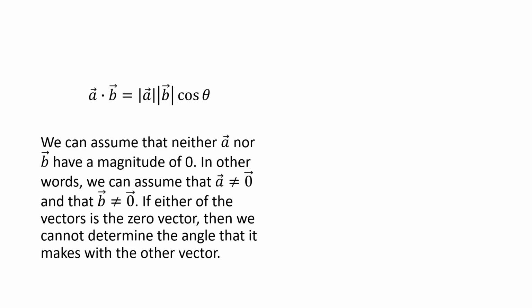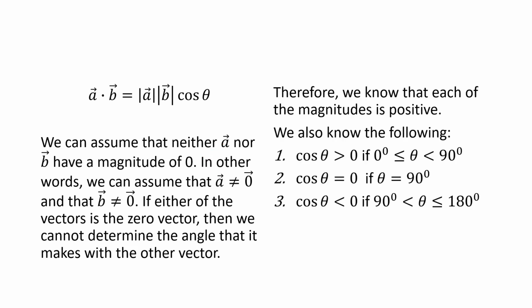Now we can assume that neither A nor B have a magnitude of 0. Simply logically speaking, if either of the vectors was the 0 vector, we wouldn't be able to determine the angle it made with the other one. So there'd be no direction to it. So we can assume that. And so since the magnitude of A is going to be positive and the magnitude of B is going to be positive, then the sign, whether positive or negative, of A dot B will be determined ultimately by cos theta.